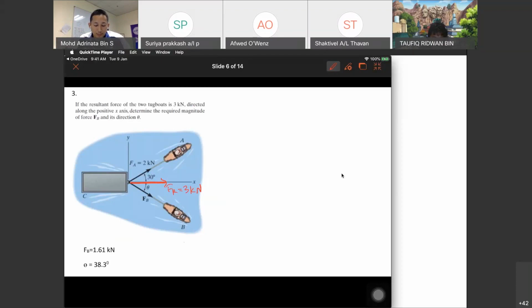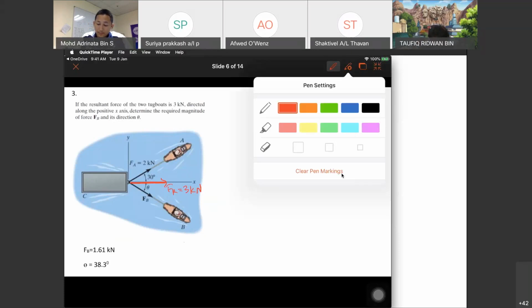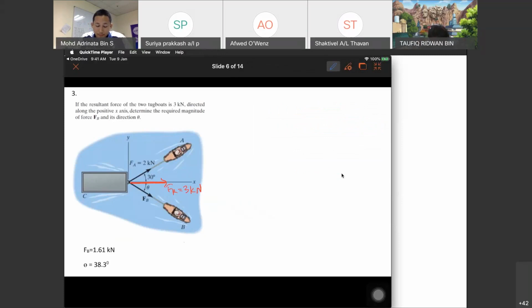Okay. So, we have FA, 2 kilonewton, FB, unknown, theta is unknown. So, you need to break your force. Okay, so we have FA in y direction is FAY equals to 2 kilonewton sine or cos.